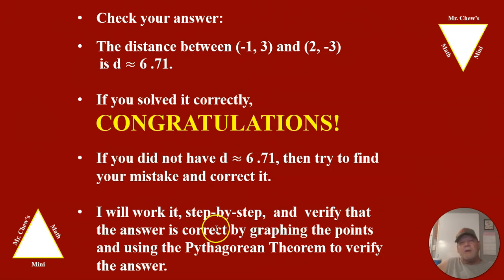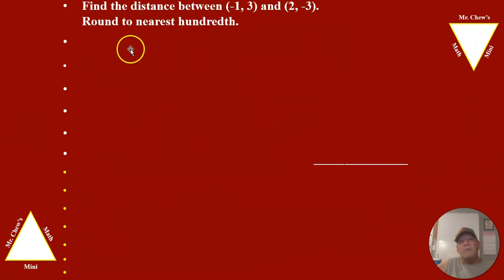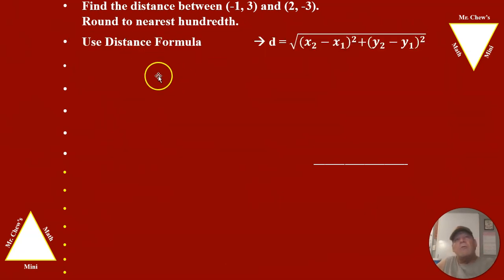I'm going to work it out step by step. I'm going to verify the answer by graphing the points on a coordinate grid, drawing a triangle, and using the Pythagorean theorem to verify that the answer is correct. So to find the distance between (-1, 3) and (2, -3), we want to use the distance formula.